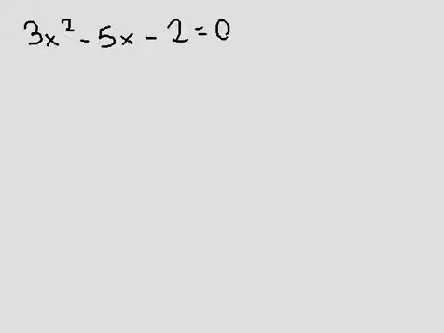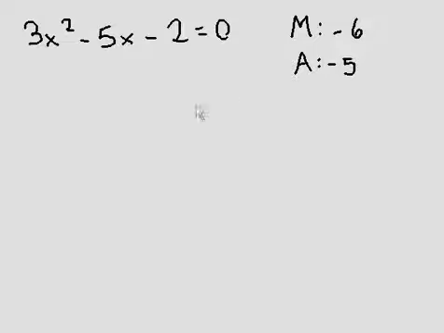In order to factor this, I'm going to get started by finding two numbers that multiply to whatever 3 and negative 2 multiply to. Negative 2 times 3 is negative 6, and add up to the middle term, which is negative 5. So two numbers that multiply to negative 6 and add up to negative 5.